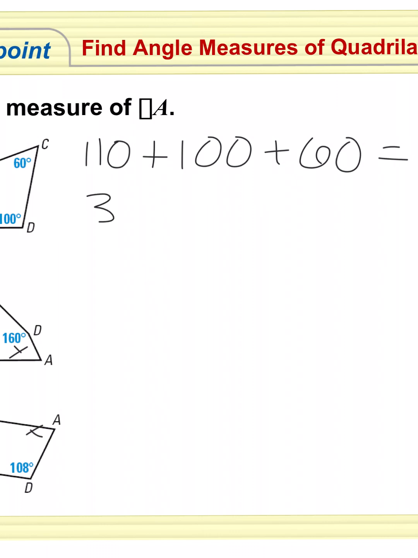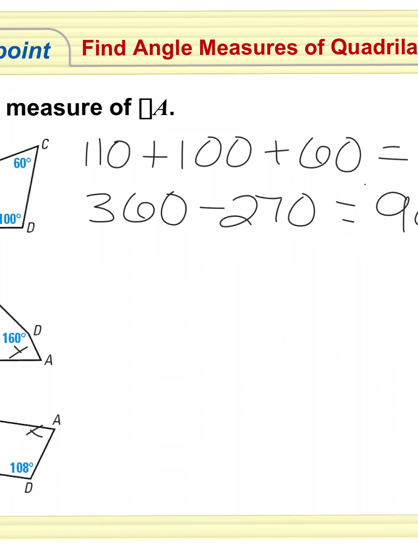What do we get once we get that number? Yep, we're going to take 360 minus that 270. And what do we get for that? 90. Okay, so add them all together, subtract from 360. Go ahead and try those last two on your own, and then we'll finish doing them together. So on 6, how do you find the missing angle? What do you do first? Add them all up. Add up all the angles that are given to you.